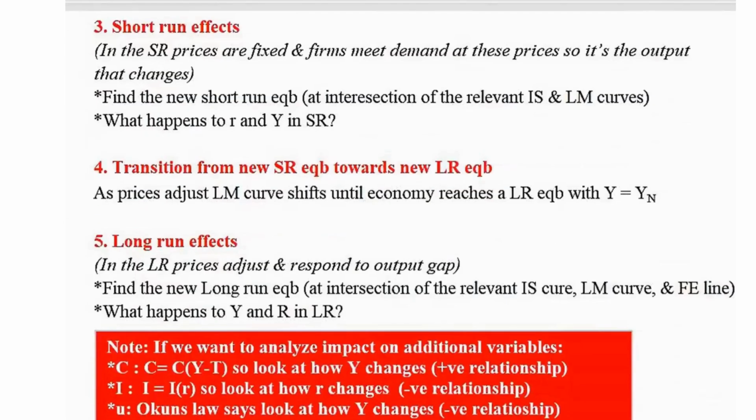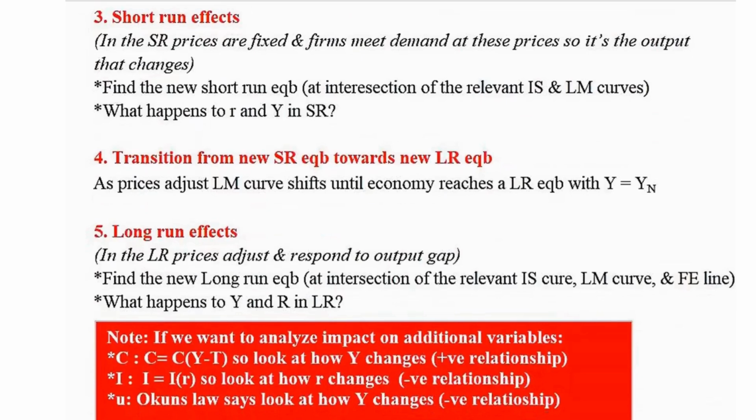So let's first look at what are the short-term effects. In the short term, prices are fixed and firms meet demand at these prices, so it's the output that changes. We will find our new short-term equilibrium at the intersection of the relevant IS and LM curves, where if the IS curve shifts, then our short-term equilibrium will be at the intersection of the new IS curve and the LM curve.